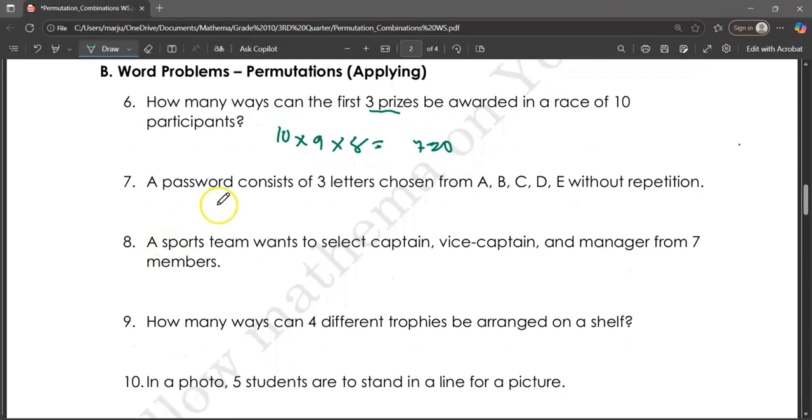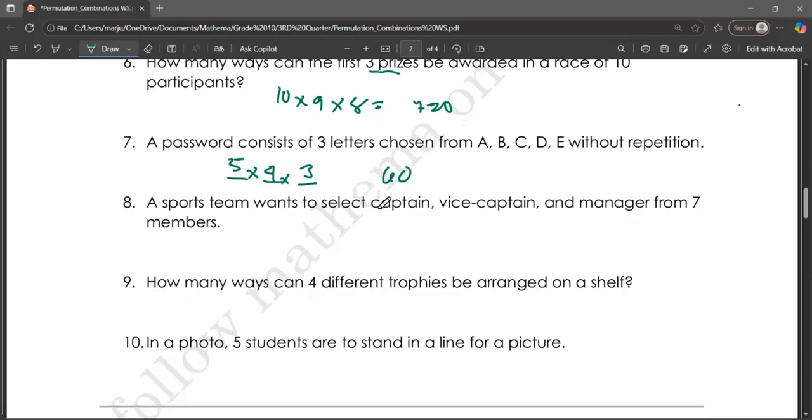Number 7, a password consists of 3 letters chosen from A, B, C, D, E without repetition. So again, 3 letters. 1, 2, 3. For the first entry, there will be 5 choices. And since it is without repetition, since we already took 1, the remaining will be 4, and then the remaining will be 3. That is just 5 times 4 times 3. And number 7 will give us 60 as our answer.